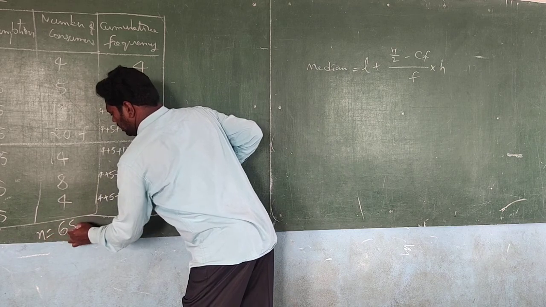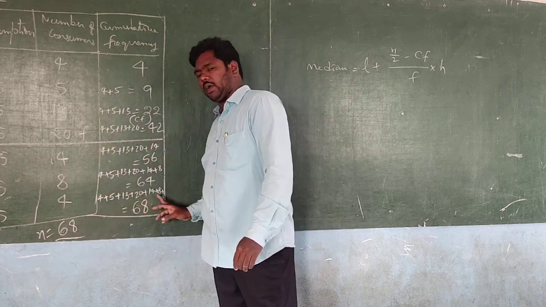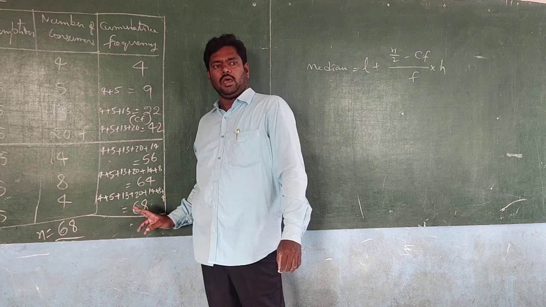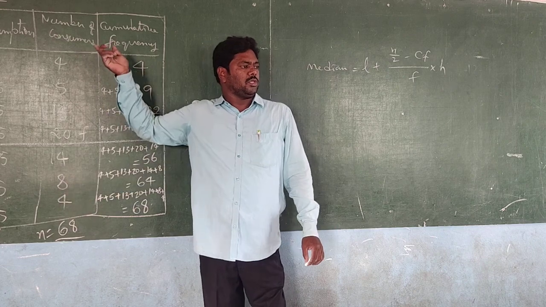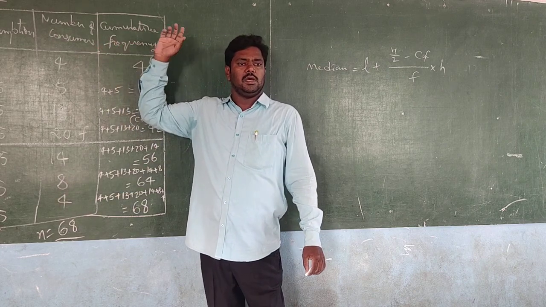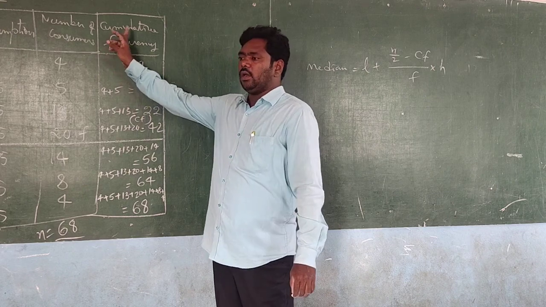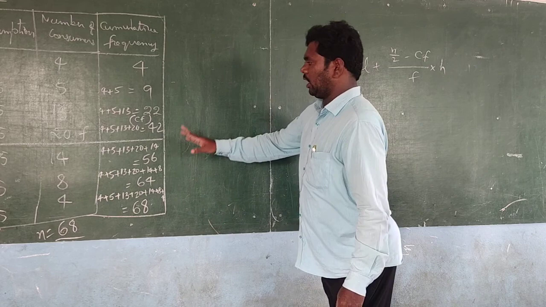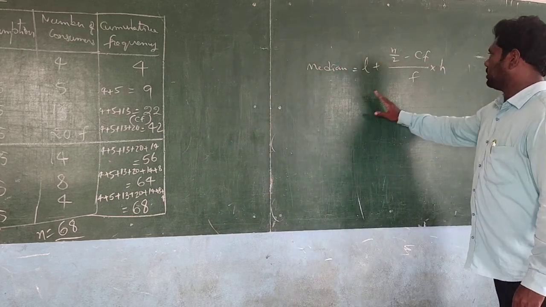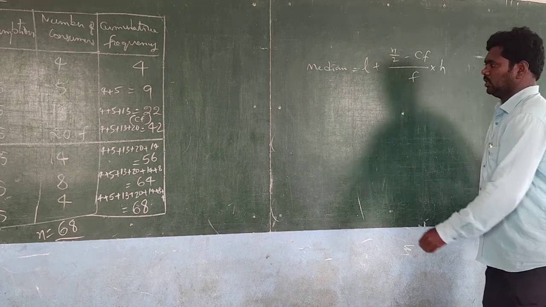N is nothing but 68, the total frequency. Okay, cumulative frequency can be done from top to bottom, that is less than, and bottom to top, that is greater than. You can choose any one, no problem. That finishes the cumulative frequency. Okay, next. The required values we have got. Next, H. What is H? Size of the class.